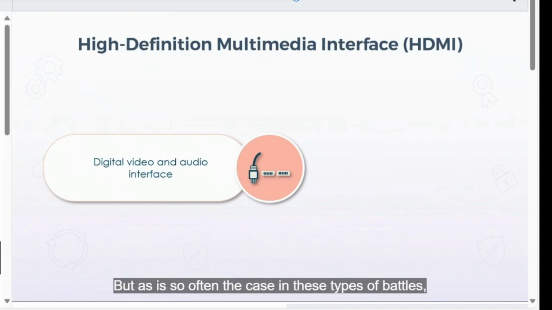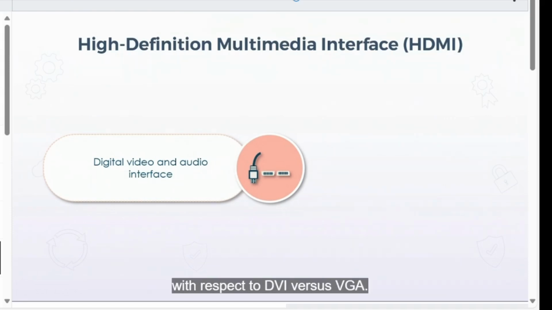But as is so often the case in these types of battles, there is always that subset of users who do require the highest levels of performance. So that's where you would likely find DisplayPort. And that's not unlike what I talked about just a moment ago with respect to DVI versus VGA.